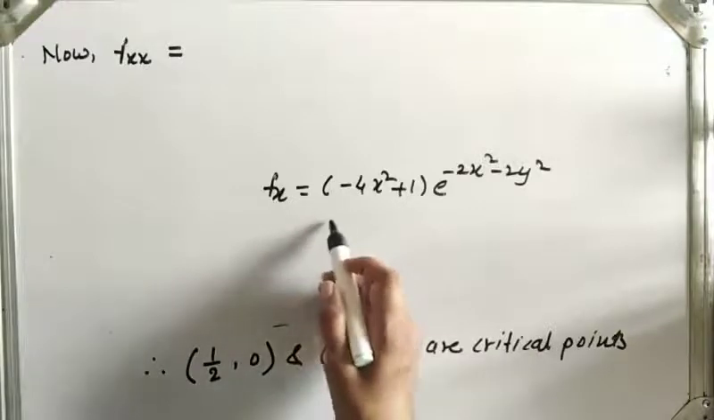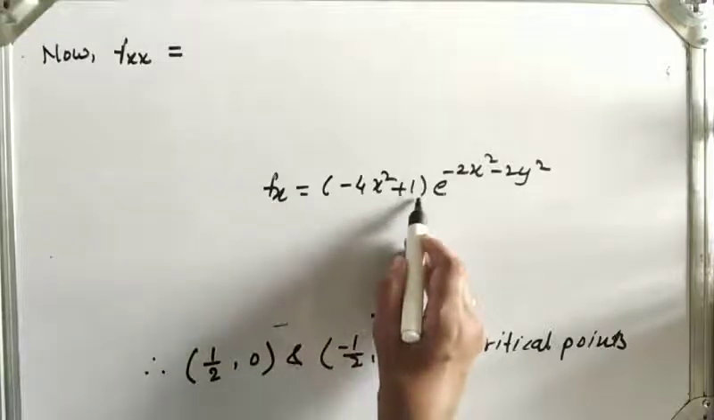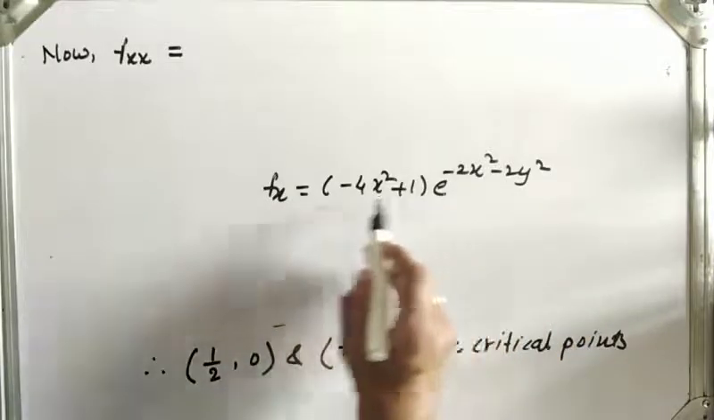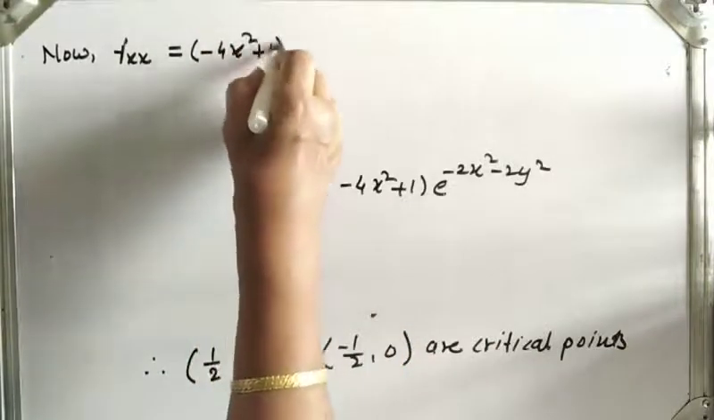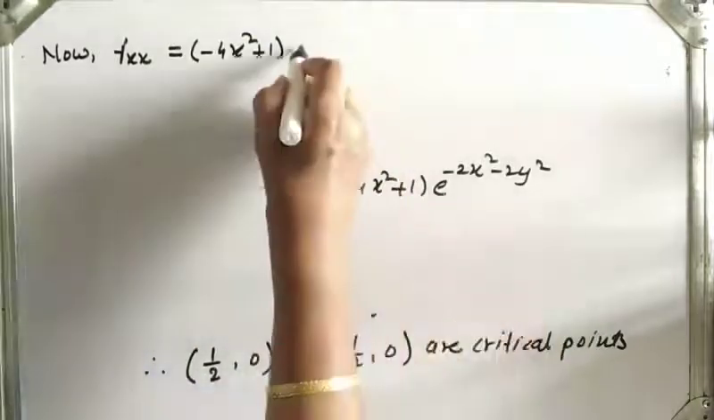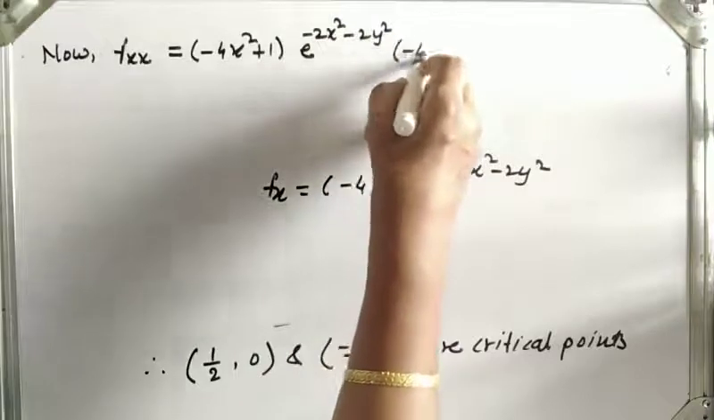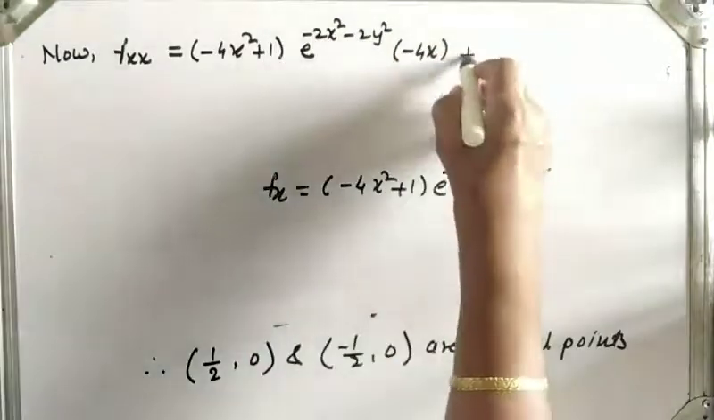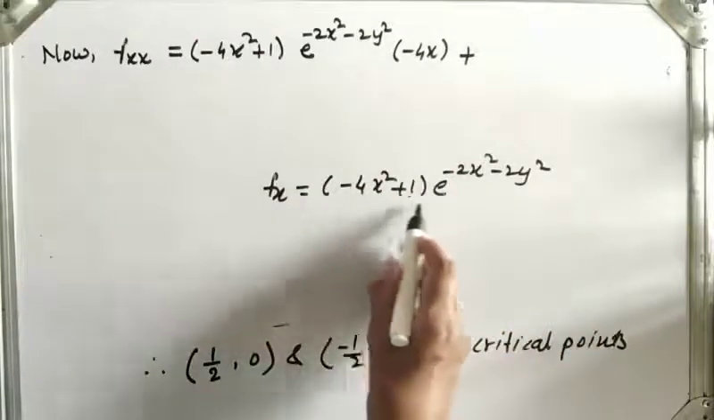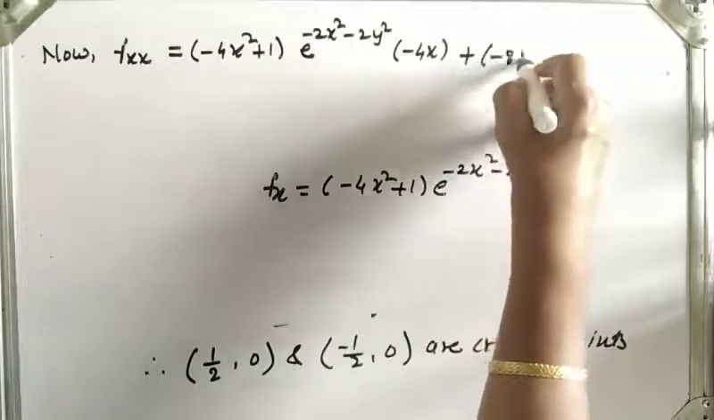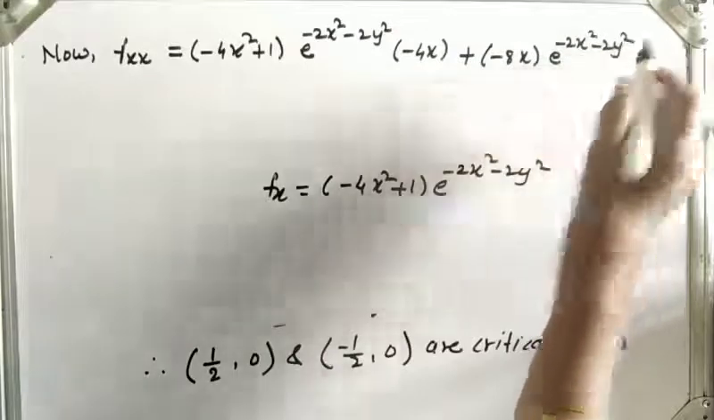Here also we need to use the u into v rule. So first this, consider it as one function and this as the second. Keep the first bracket as it is, minus 4x square plus 1. Take the derivative of this, that will be e raised to minus 2x square minus 2y square into minus 4x, plus, then keep this e raised to this quantity as it is, and its derivative with respect to x will be minus 8x, and it is as it is, e raised to minus 2x square minus 2y square.